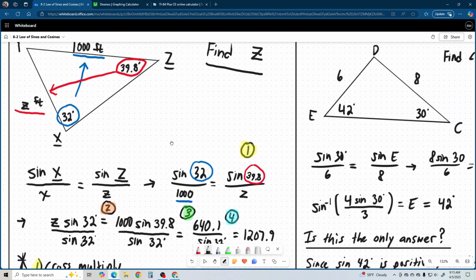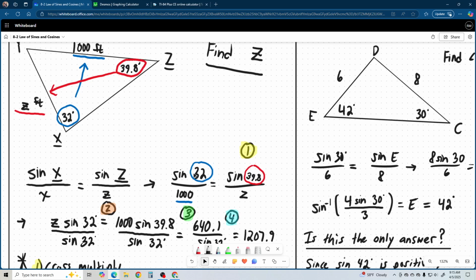So let's do that. So let's plug it in. So we know that we have the sine of 32 degrees over 1,000, right? Because that's the corresponding side here. And then we know we have the sine of 39.8 divided by our side, which is the one we don't know, which is z, okay? Now, all we have to do now is algebra.